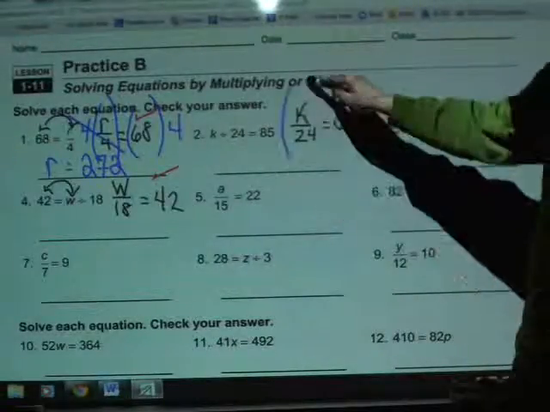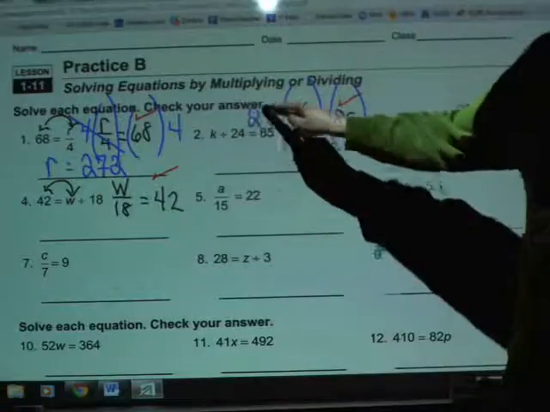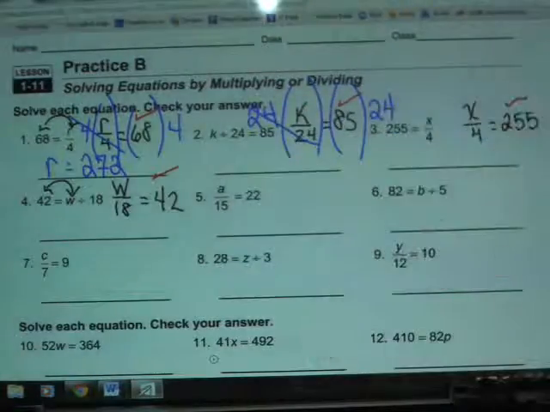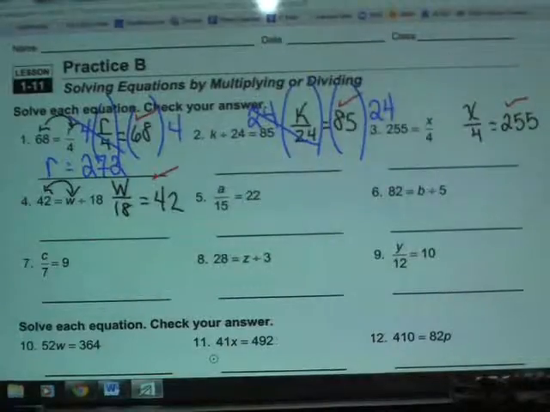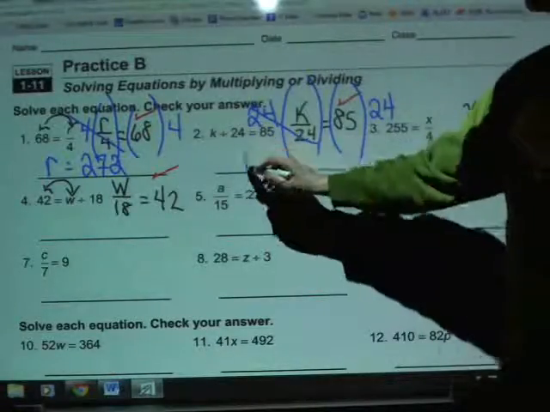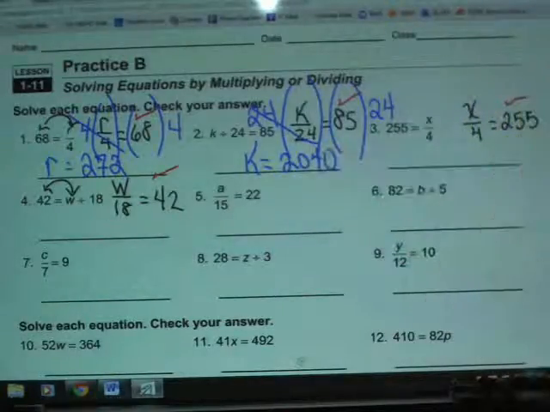So I'm going to put these guys in parentheses. Again, that's how I'm going to show multiplication, at least the proper way to show it. And then I'm going to throw some 24s down on each side. Multiply by 24, divide by 24, cancels each other out. And then on the right side, I've got 85 times 24, which is going to give me 2,040. So k equals 2,040.